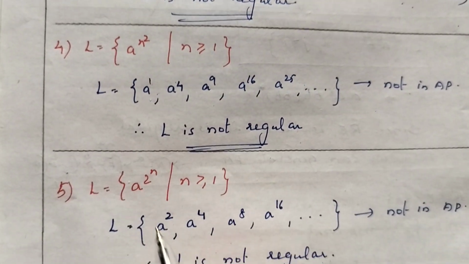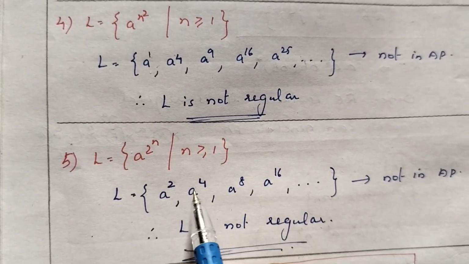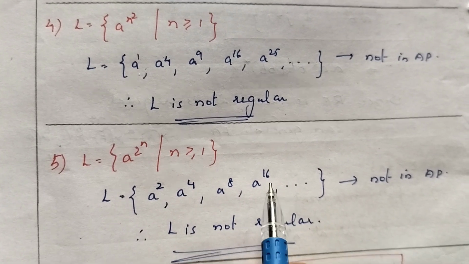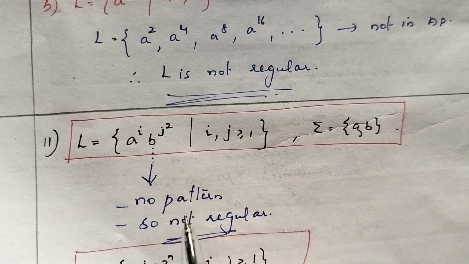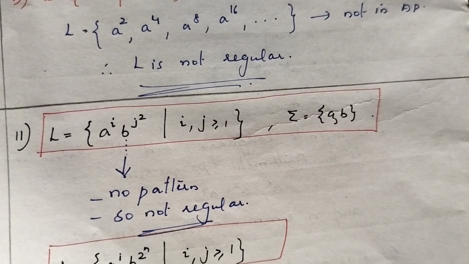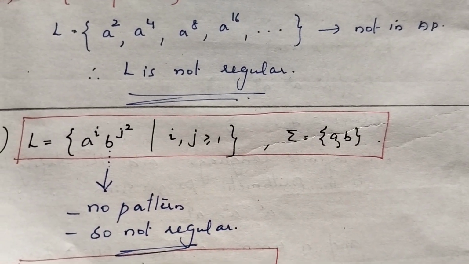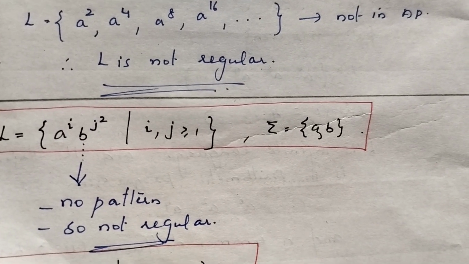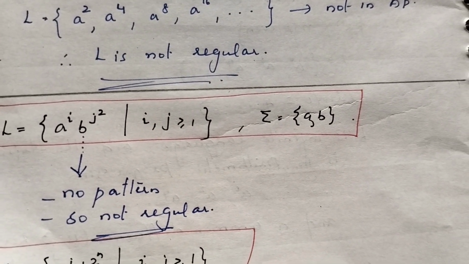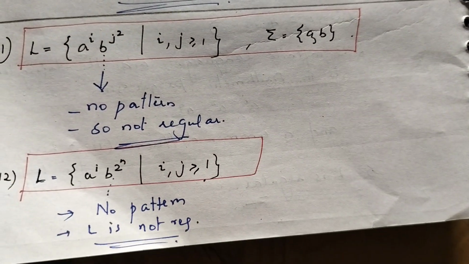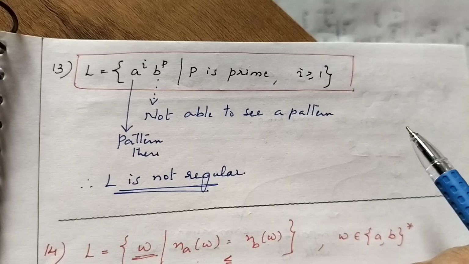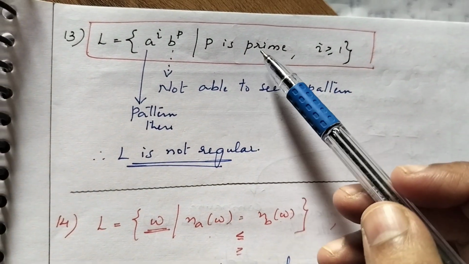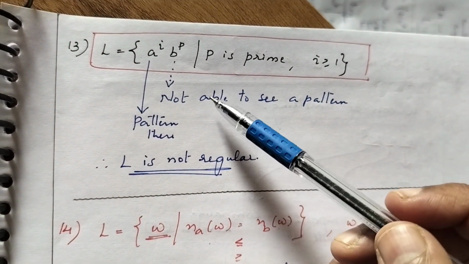Okay, in this example also you are not able to find any particular pattern. So this is also not a regular language. For this example also you will not see any pattern. If you are able to find any particular pattern in between strings, definitely you can draw a finite automata and you can say that particular language is a regular language. So these examples are also not regular. And this is also prime. There is no pattern, so definitely this is also not regular.